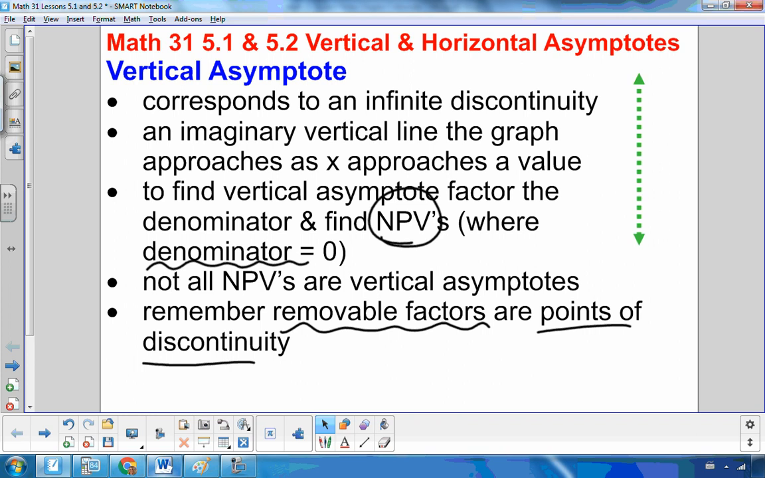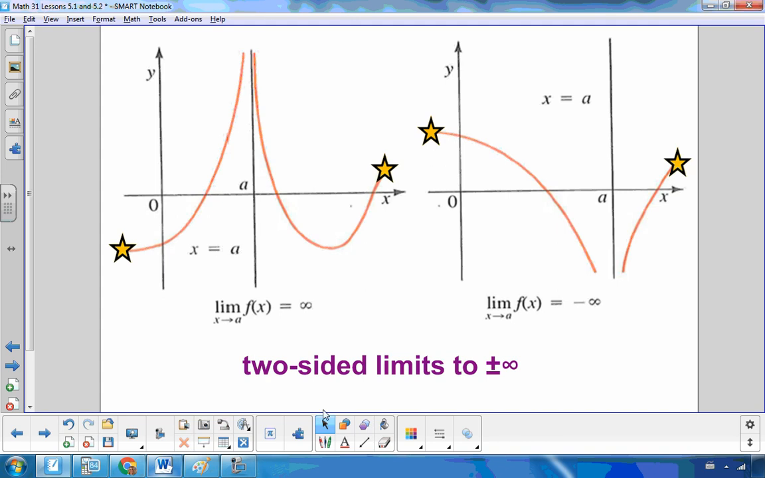So vertical asymptotes correspond to an infinite discontinuity, and I just want to look at a couple of visual examples of what vertical asymptotes and the behavior about them look like. So for example, here I have two-sided limits, and I'm approaching this asymptote at x equal to a. So let's look from the left. As I approach x equal to a, I'm going to positive infinity. From the right, I'm also going to positive infinity. In this one here, I'm going to approach a from the left, but this time you see I'm going to negative infinity. Approaching it from the right, also going to negative infinity.